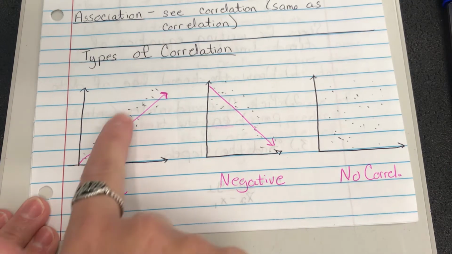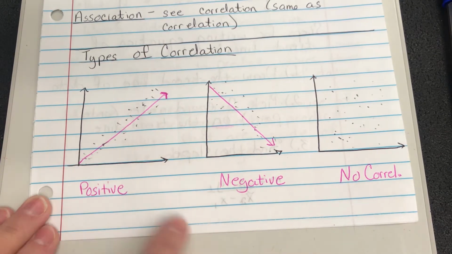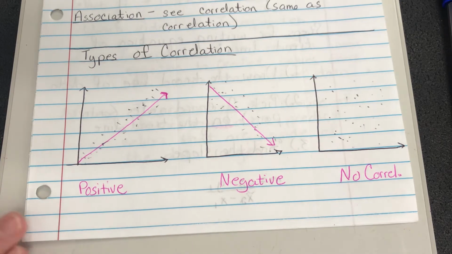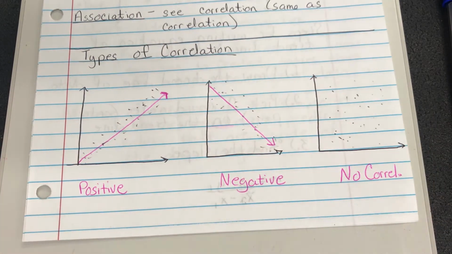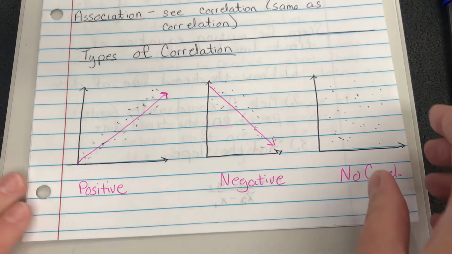So remember, the scatter plot is actually not going to have this pink line. I just drew the pink line to show you that this looks positive, this looks negative. No correlation means it is just all over the place, okay? And there's not a pattern that you can even look at.